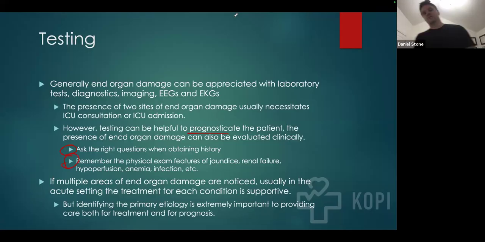If you notice that you're concerned about possible extensive end organ damage, and there are multiple areas, then you're usually offering treatment that is supportive to the patient. But two forms of end organ damage should usually prompt your concern, and we know that respiratory failure is an end organ. So if you have respiratory failure at play, then that patient should ultimately go to the ICU, especially if there's another form of end organ damage at play.